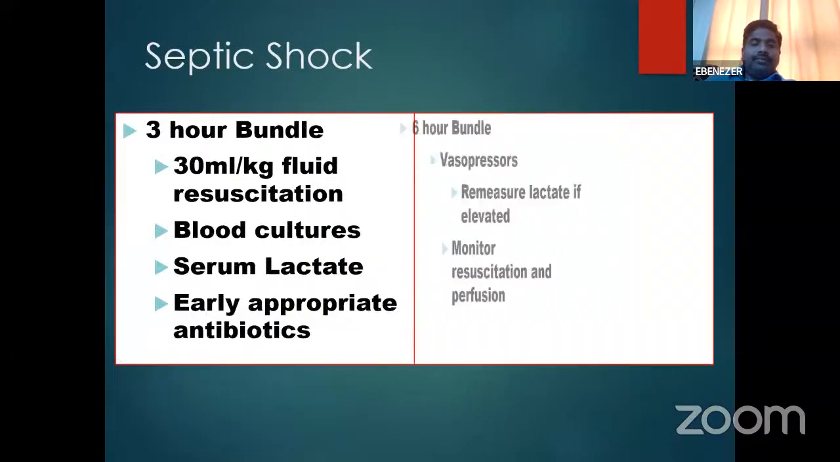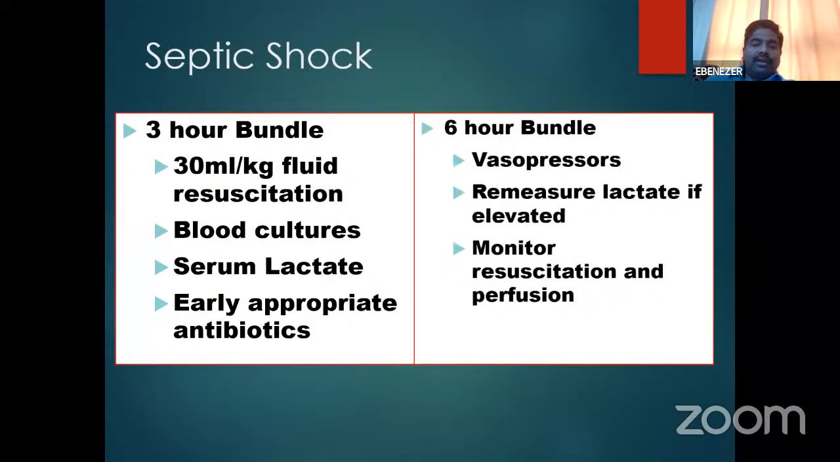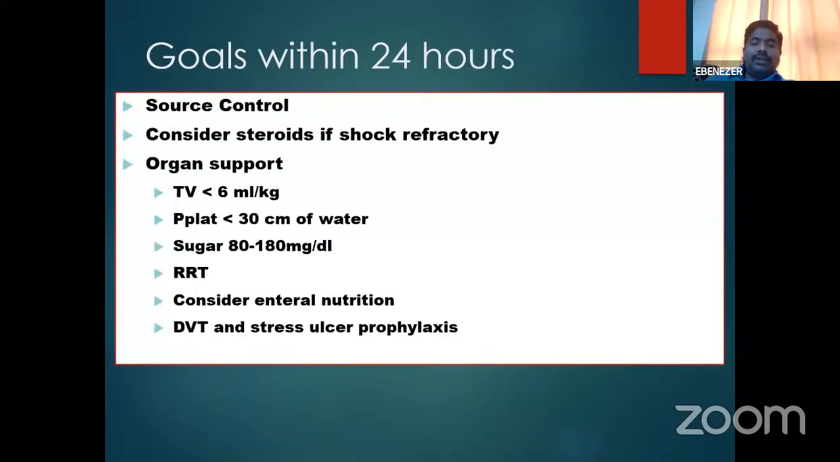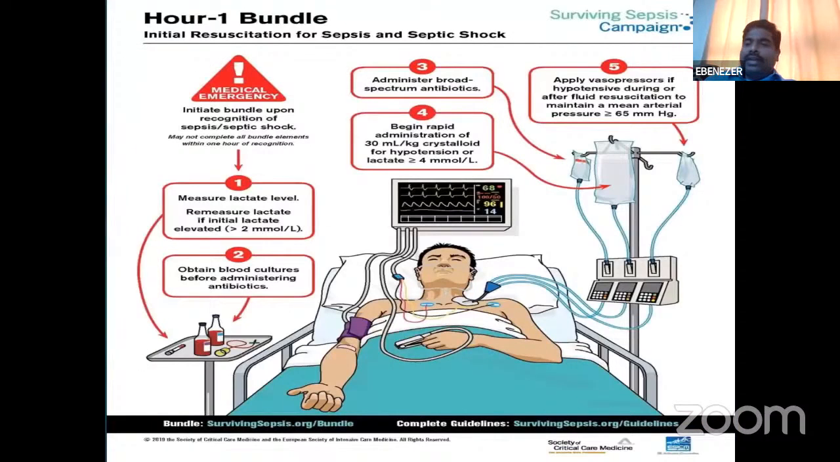Okay, so these are the bundles. You can go through the bundles. Very, very important. 6-hour bundle, 3-hour bundle, all of these are there, and source control is very important. So whatever you do, source control is very important. If there is a perforated peritonitis, you have to control the source. Then only your antibiotics, your fluid resuscitation, everything will help you. Otherwise nothing is going to happen.